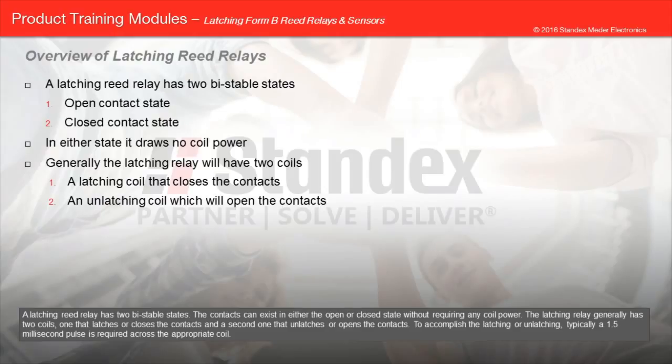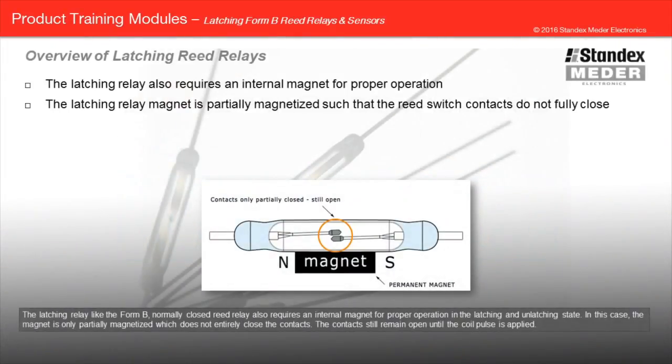The latching relay generally has two coils, one that latches or closes the contacts, and a second one that unlatches or opens the contacts. To accomplish the latching or unlatching, typically a 1.5 millisecond pulse is required across the appropriate coil. The latching relay, like the Form B, normally closed reed relay, also requires an internal magnet for proper operation in the latching and unlatching state.